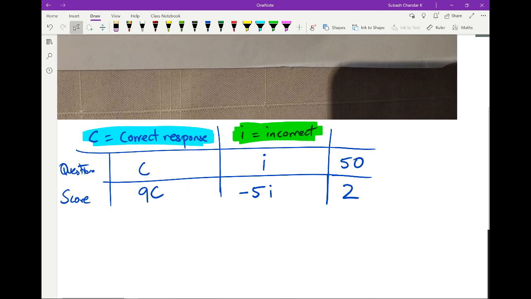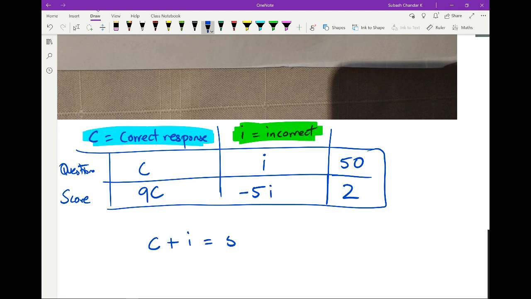Okay, anyway, so basically this table here is going to give me my equations. So my first equation I have is C plus I equals 50, and my second equation is 9C minus 5I equals 2.